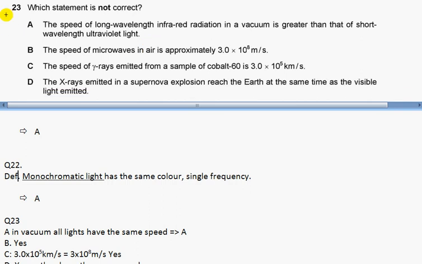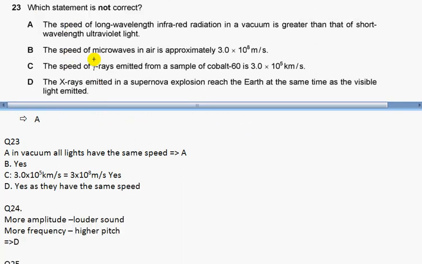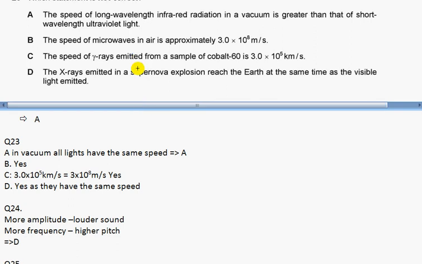Question 23. Which statement is not correct? Okay, let's check. The speed of long wavelength infrared radiation in vacuum is greater than that of shorter. Okay, in vacuum all lights have the same speed, so this is not correct. So this we can choose straightforward. Let's see what else we have. The speed of microwaves in air is approximately, yes, that's correct. The speed of gamma rays emitted of a sample of cobalt is this, attention, kilometers. So if we change into meters, it will be the same 10 to the 8. X-rays emitted in a supernova explosion reach Earth at the same time as the visible light. Yes, because they travel at the same speed.